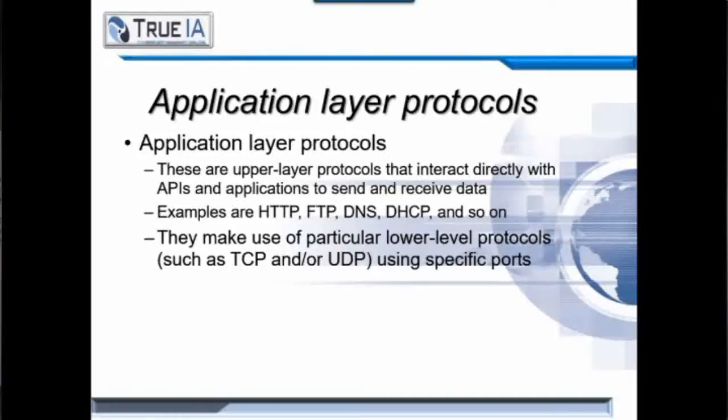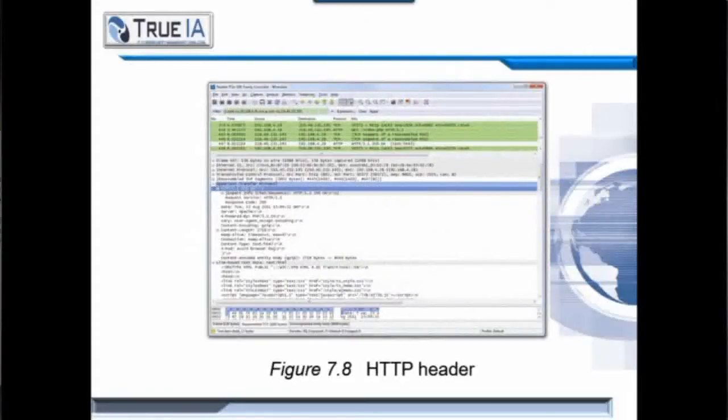Next, we have the application layer protocols. These, again, are upper layer protocols that interact directly with APIs and the applications to send and receive data, like HTTP, FTP, and DHCP. However, they do make use of particular lower layer protocols like TCP and/or UDP using specific port numbers. Here's a look at a TCP header in a program called Wireshark.